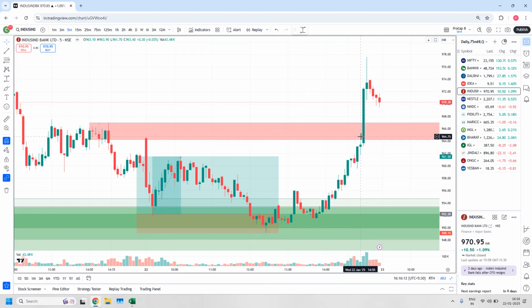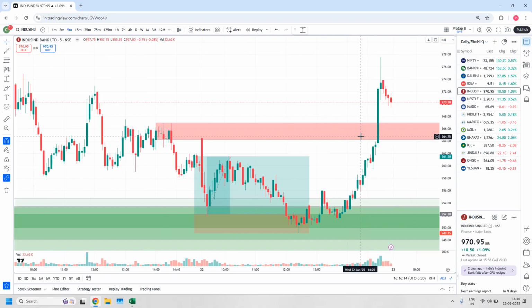The 15 minutes target is reached. Of course, here 1:3 RR. After that, it moved further up and finally reached. Okay, this 15-minute zone is violated. That is a different story, but you would have booked your profit.